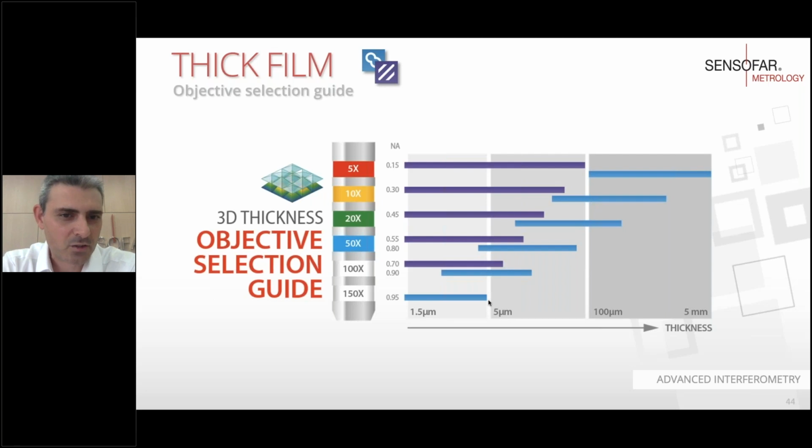And finally, if we go to the extreme, that is a 5x, we are able to measure very thick materials, like 5 millimeters thickness. So depending on the final application, you can choose within that range. On the contrary, if we look at the interferometrical ranges, that is the purple bars here, we see that every one of them starts at the same position. So you are always able to measure this 1.5 micron thickness because of the coherence length properties, and interferometry again does not depend on the numerical aperture properties.